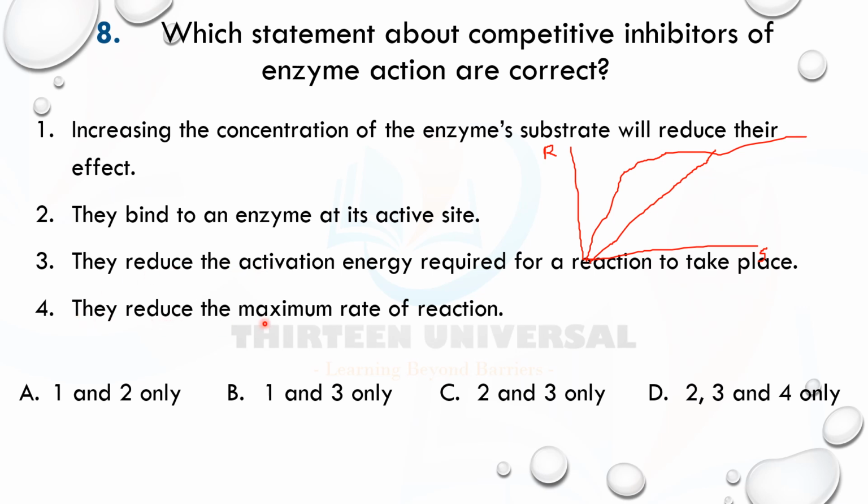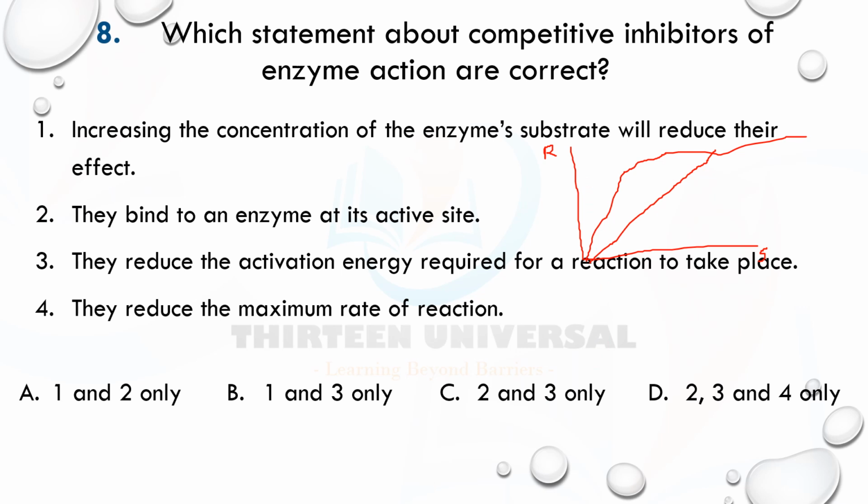Four says they reduce the maximum rate of reaction. No, they don't. Look at this graph here. Can you see it? The competitive inhibitor still reaches the maximum rate of reaction. Sorry for the noise in the background, it's one of my colleagues listening to the video. So as we increase the concentration, the reaction still increases and reaches Vmax.